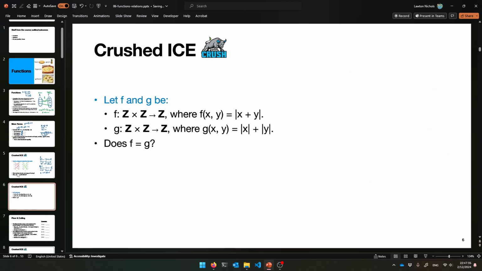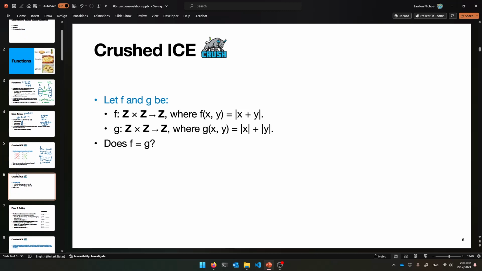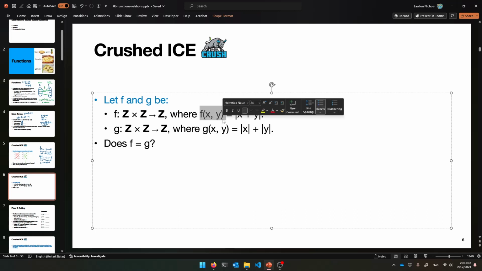Let's try another. Here are two more functions. Here is F. It's a function from pairs of integers to a single integer. And here's the definition. It takes two things, F of x and y. Its output is the absolute value of x plus y. So do the addition first, then the absolute value.